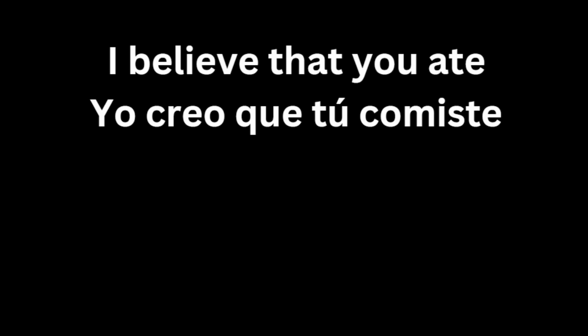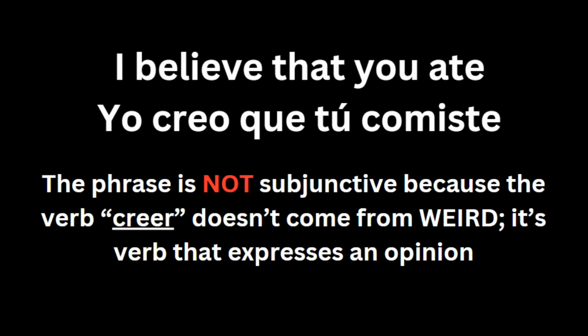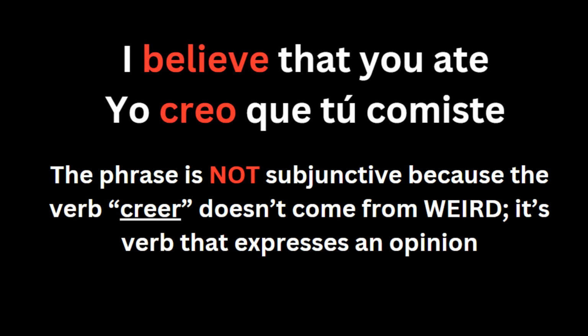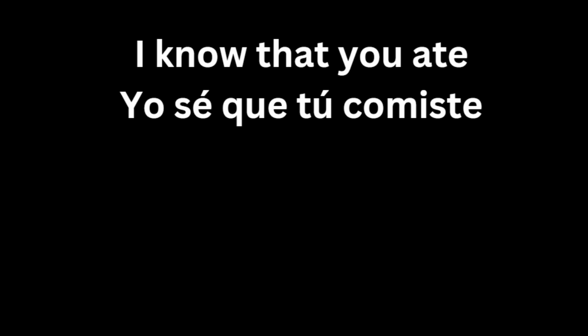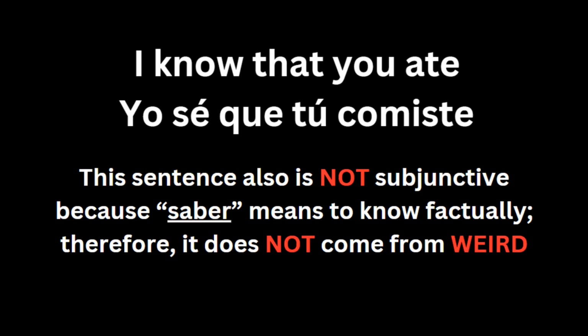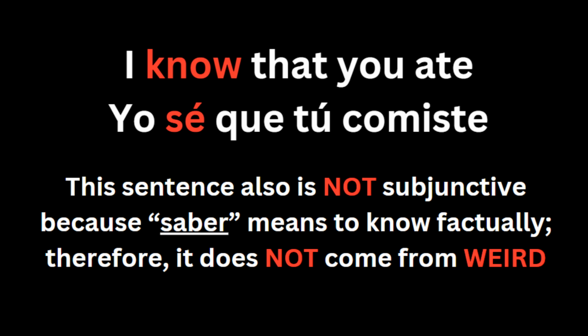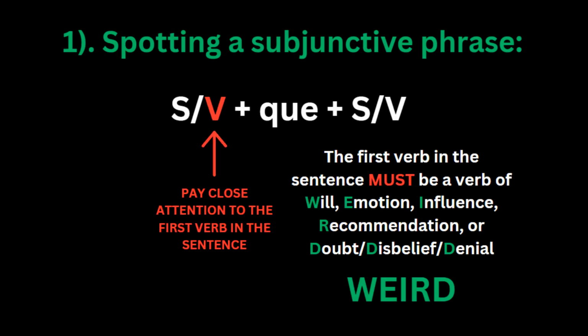We can have a sentence like, I believe that you ate, which in Spanish would be, yo creo que tú comiste. In this case, the phrase is not in the subjunctive because the verb creer doesn't come from weird. It's simply a verb that expresses an opinion. Not to mention that the second verb in the phrase is conjugated properly. Therefore, it's not in the subjunctive. Similarly, we can say, I know that you ate, which would be, yo sé que tú comiste. This sentence also doesn't activate the subjunctive because saber means to know factually, and therefore, it does not come from weird. In these cases, you have to find verbs that activate the subjunctive, and these have to be verbs of will, emotion, influence, recommendation, or doubt, disbelief, and denial.